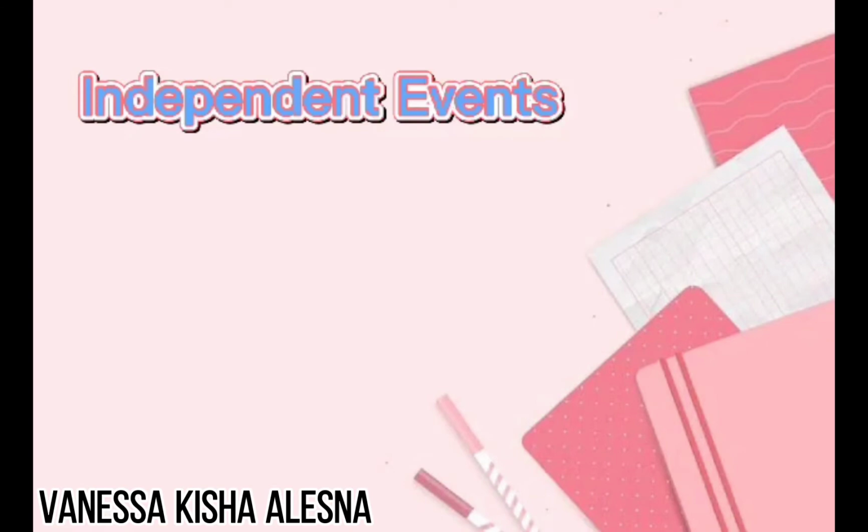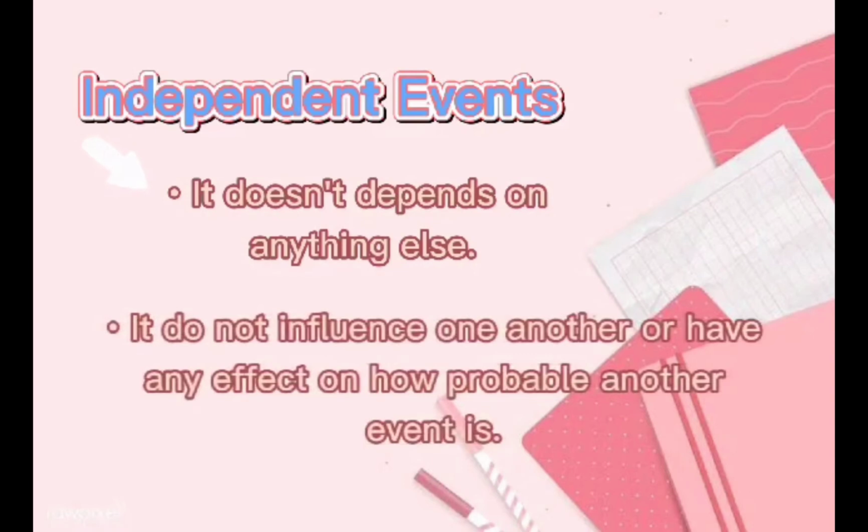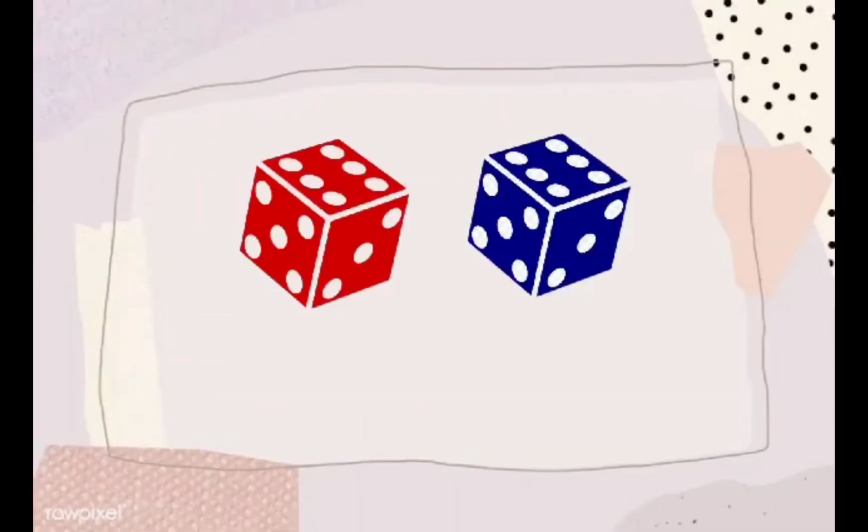Independent events. When we say independent, it means it doesn't depend on anything else. They do not influence one another or have any effect on how probable another event is. For example, here we have two dice. Our first die is our event A, while the second die is our event B.